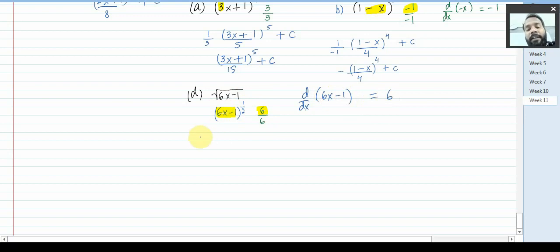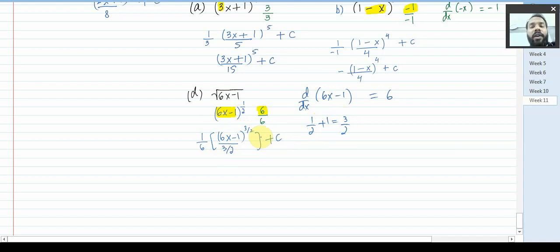The denominator 6, I will take it outside. The function will be (6x minus 1) whole power 1 upon 2 plus 1, which leads to 3 upon 2. So it's power 3 upon 2 divided by 3 upon 2, and then plus c. The function is integrated now. So I hope that all of you now have a clear idea.